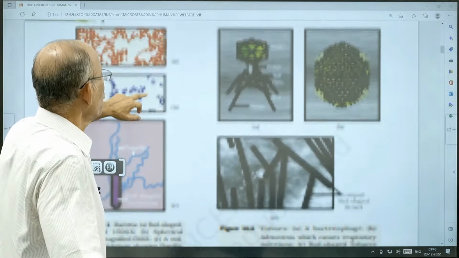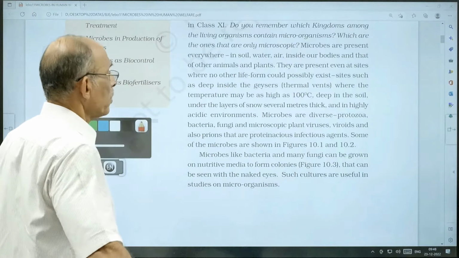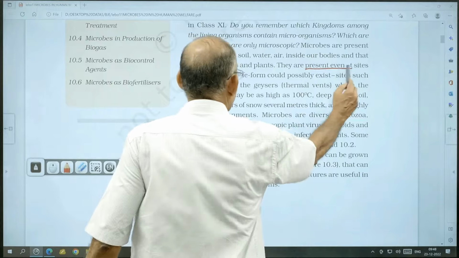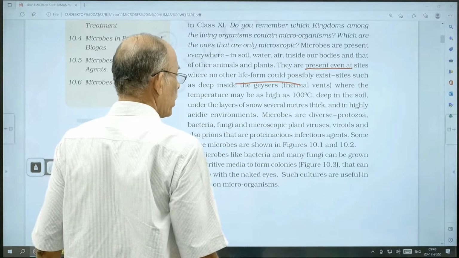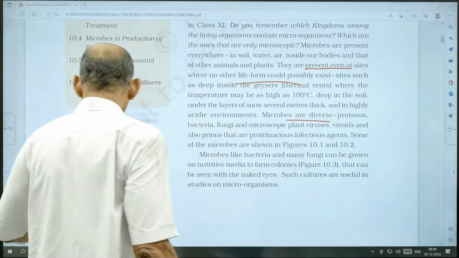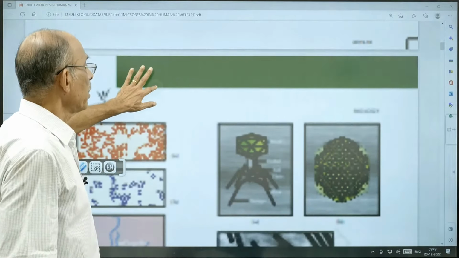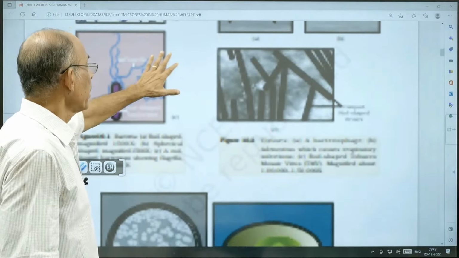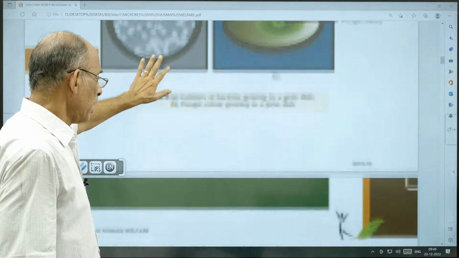Now, where are all these microbes present? Microbes are present everywhere. These are the places where microbes occur, their habitats, and the different types of microbes. Next point is how microbes can be grown. They can be grown by culture, and you just go through these figures and study the labeling by heart.